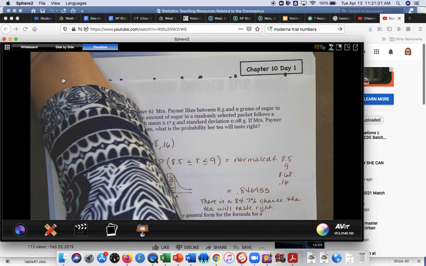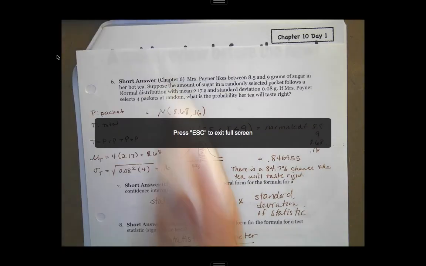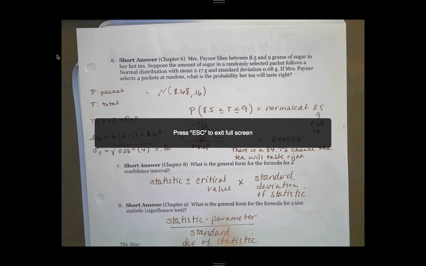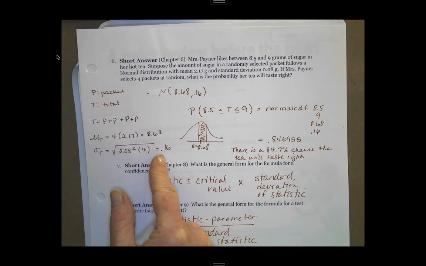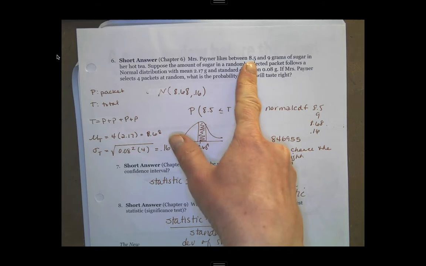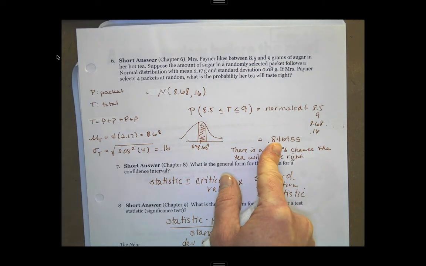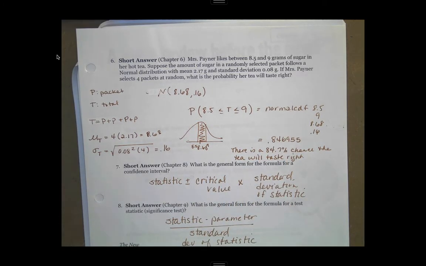Sorry, I'm just going to make this full screen. So then once you get that, you get your mean and your standard deviation. I want to find the probability that my tea is going to taste right, so it's between 8.5 and 9 grams. There's my probability, so that's my chance there.